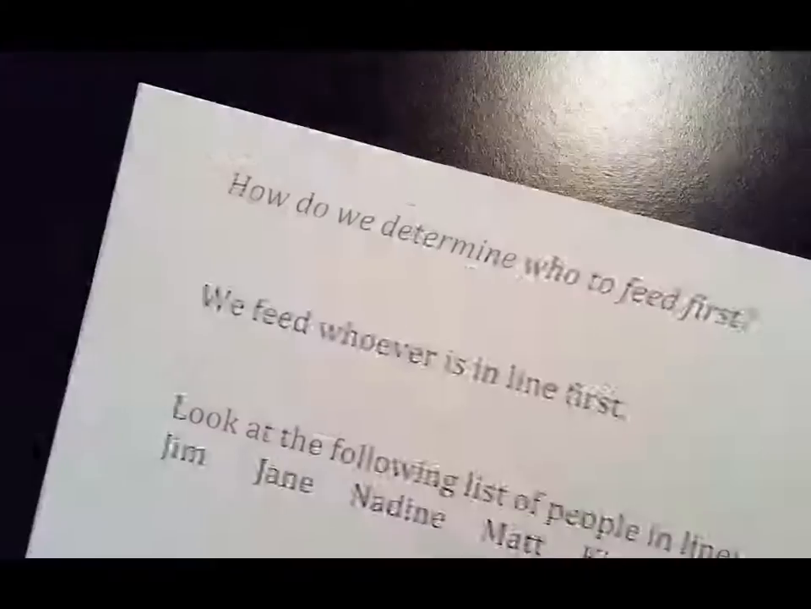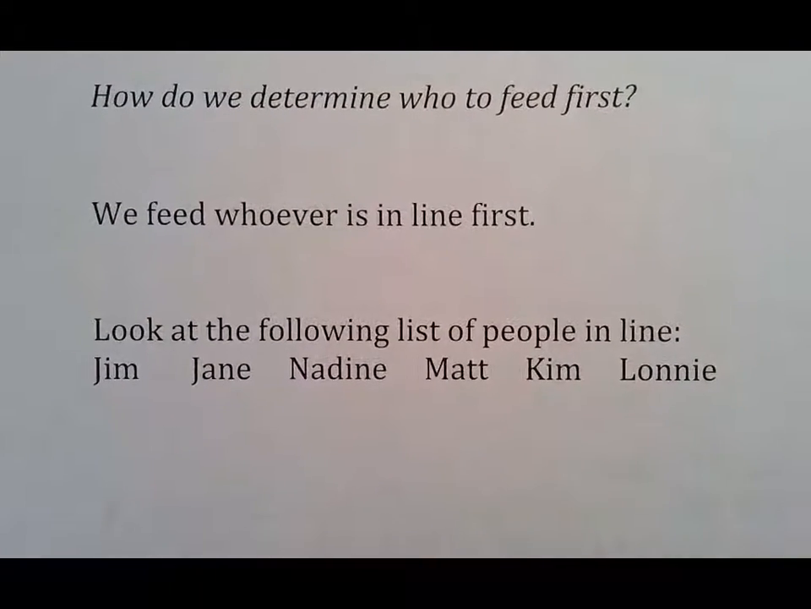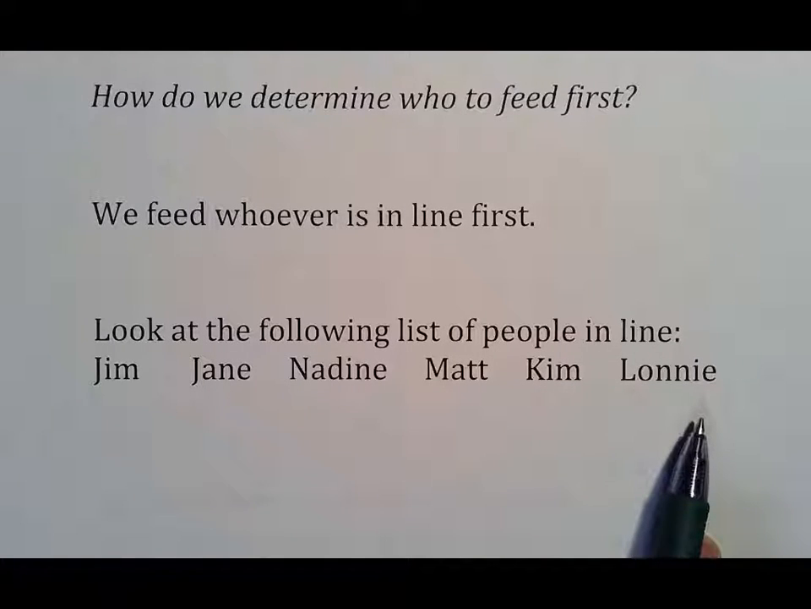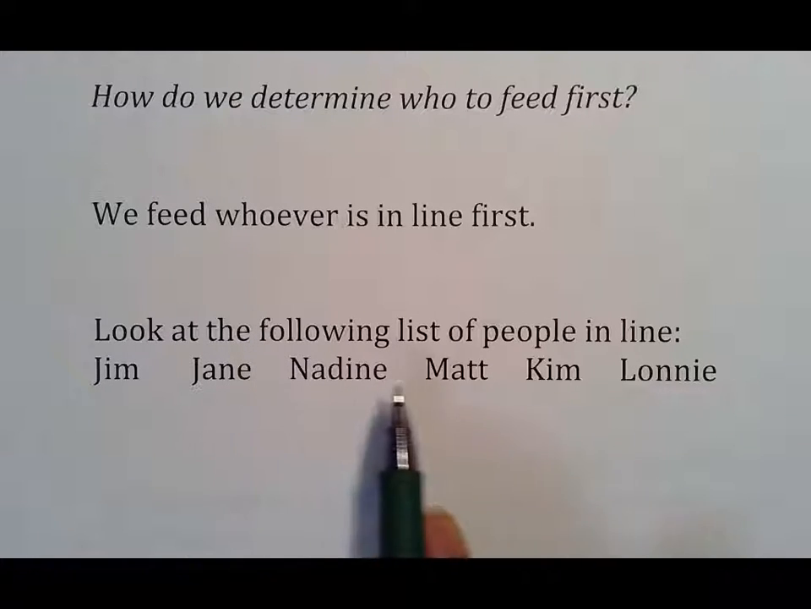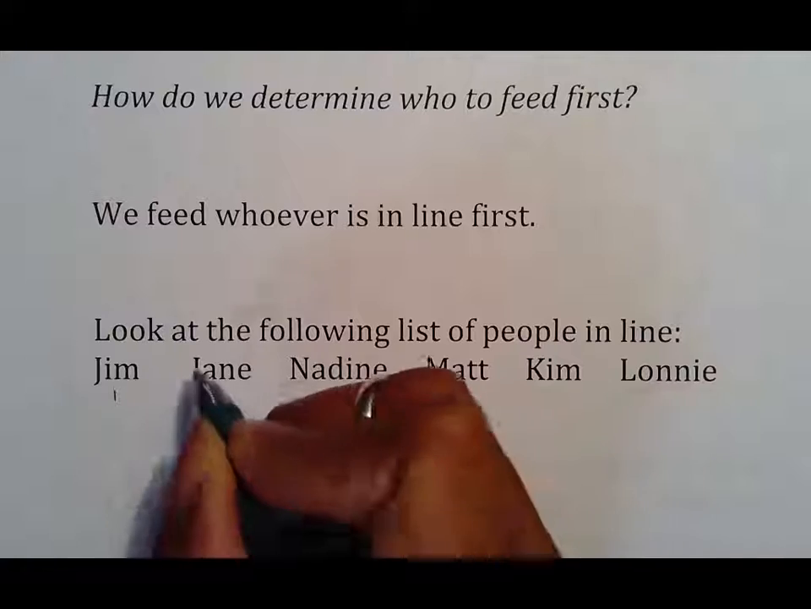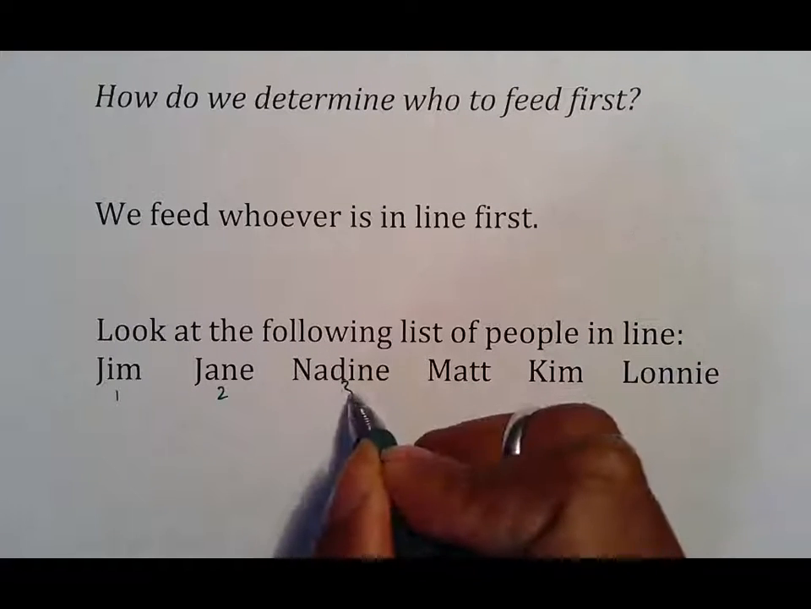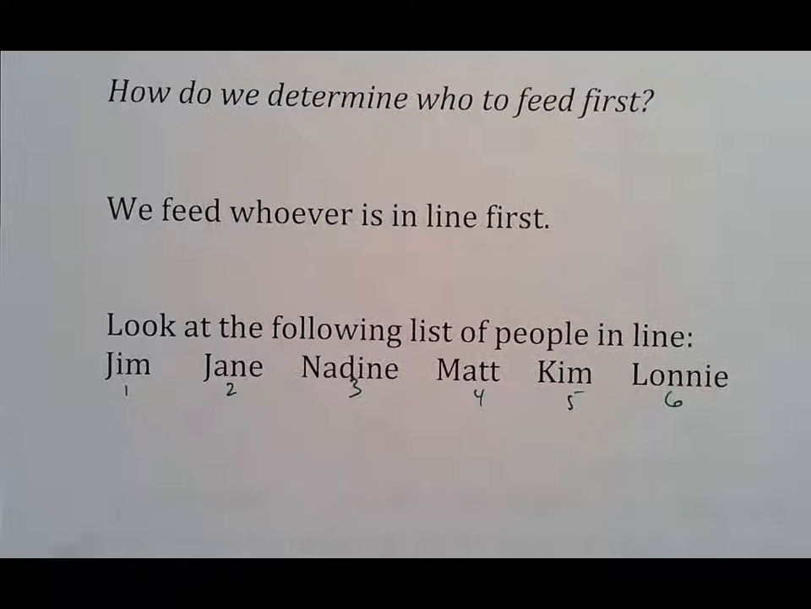So if that's the case, how do we determine who to feed first? I mean, your common sense says we feed whoever's in line first. So if this was your line, Jim, Jane, Nadine, Matt, Kim, and Lonnie, there is no one in this line that is special if they are all students. You wouldn't feed Jane first just because she's a female. You wouldn't feed Kim first just because of anything special. You would have to go first person in line, next person in line, next person, next person. That has to happen.